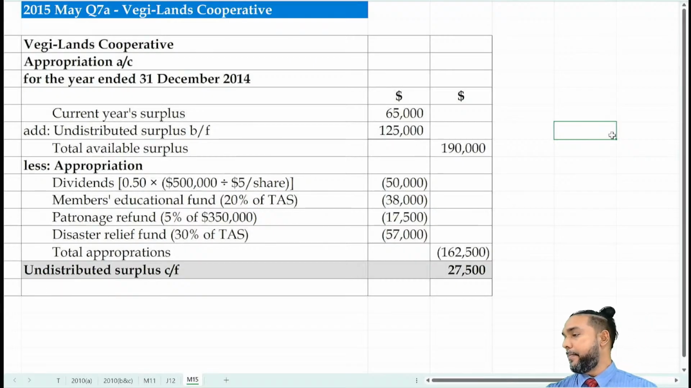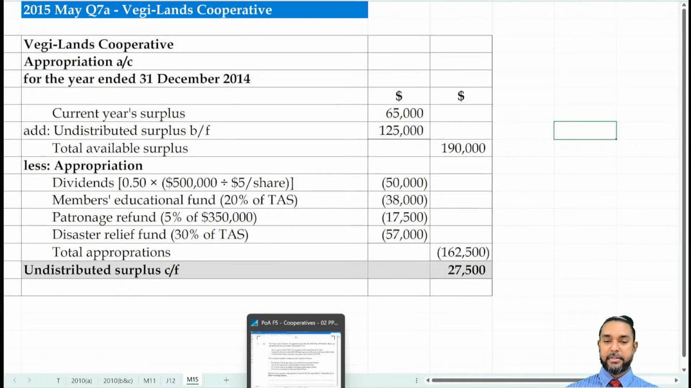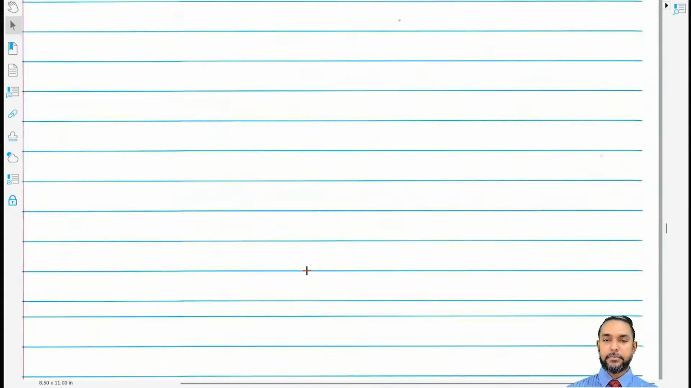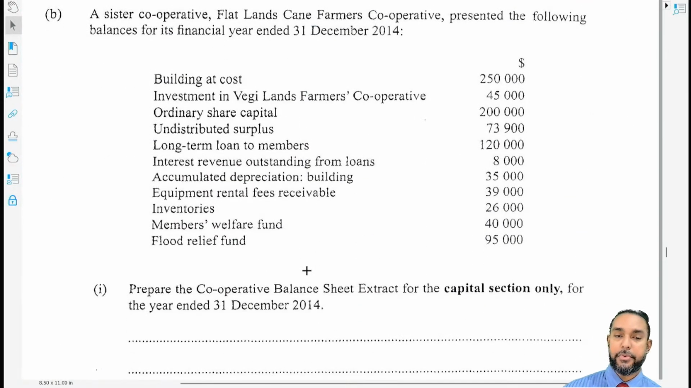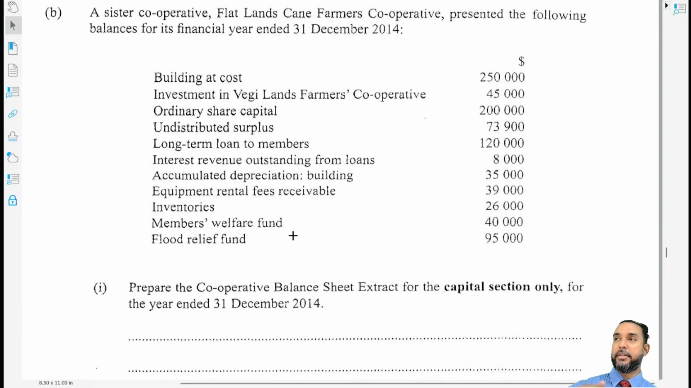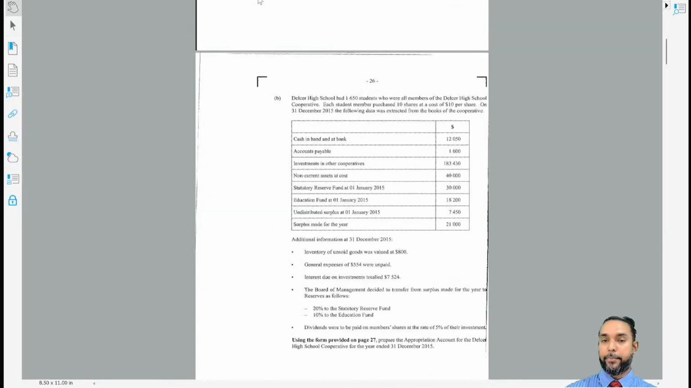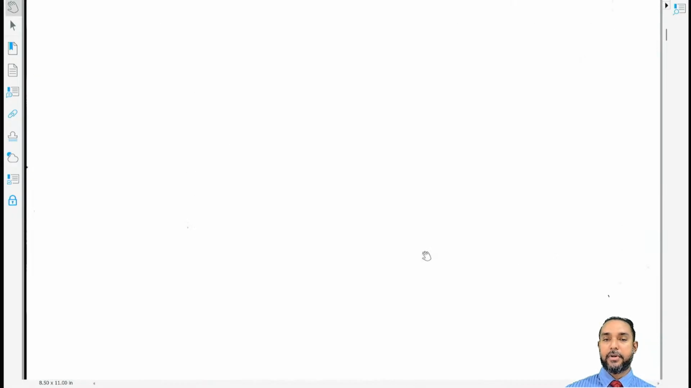Right, so that is the 2015 May question. Like I was saying, there is another part of the question where they want you to do the capital section only. We did something like that already on Wednesday, but since we have started doing the appropriation account, I want to stay with the appropriation account for now. So we will come back to that question just now. All right, so I have a next question here.